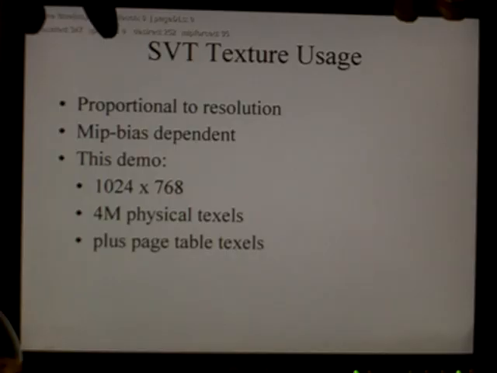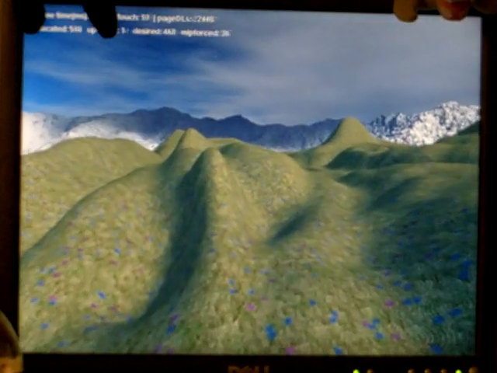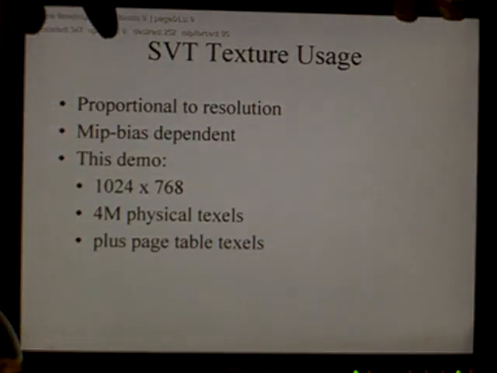So as I move through the world, I can take a look at how many texels I'm actually using, and it looks like generally I'm probably only using about 2 million of those 4 million texels, but I have 4 million available for the worst cases when I need more than 2 million, and the extras turn into a cache. Plus, I'm going to need page table texels.